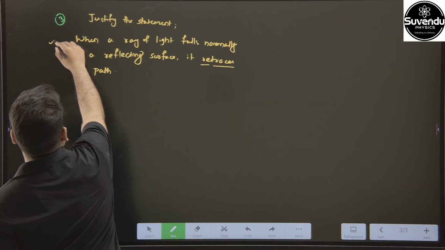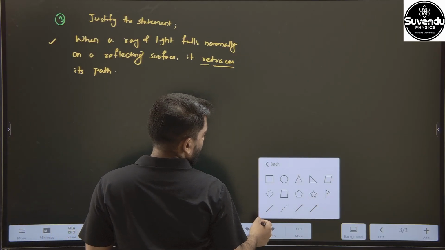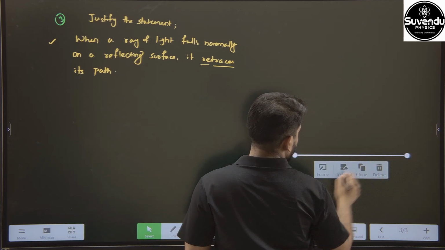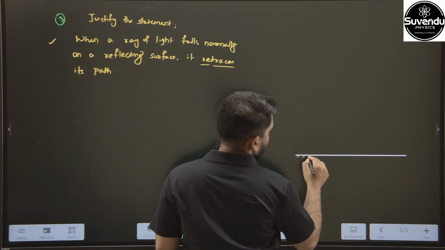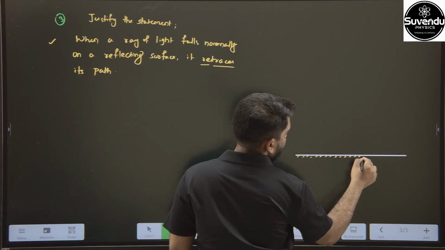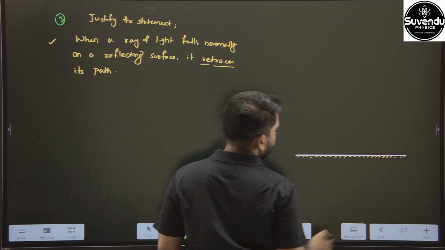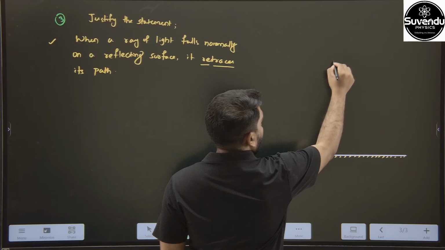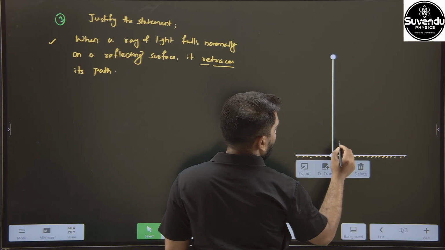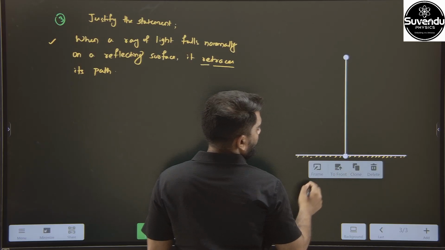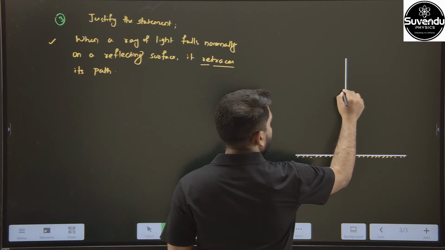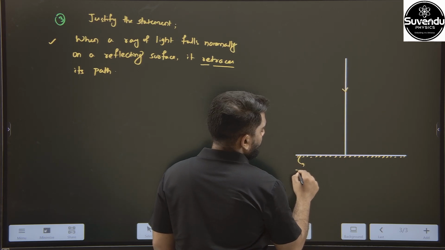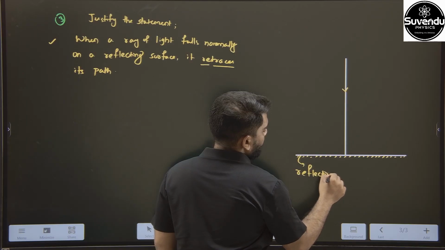What does it mean actually? To justify this statement, let's draw the diagram. This is, suppose, our reflecting surface, and this portion represents polished surface or silver coating surface. Other side is reflecting side. Let this be the incident ray, and as per the figure, it falls normally on this reflecting surface. That means this is incident ray, and as it is falling normally on this reflecting surface, it is also the normal. This surface is our reflecting surface.